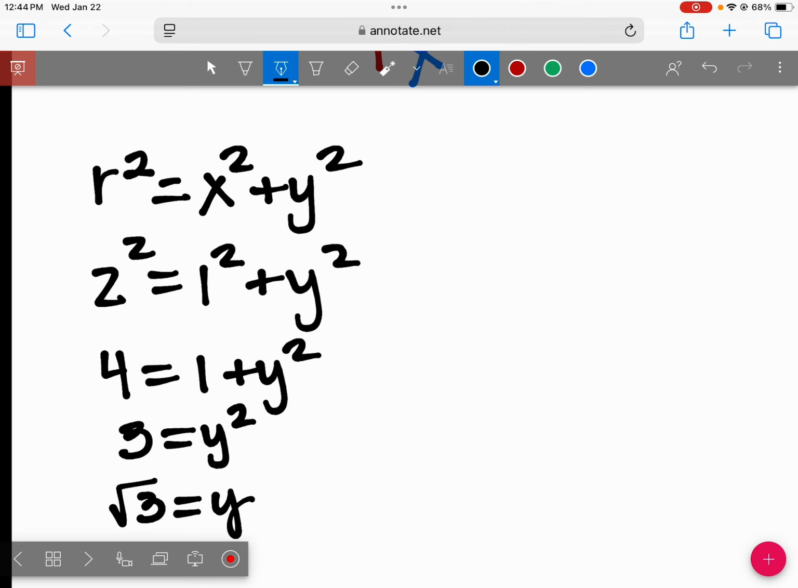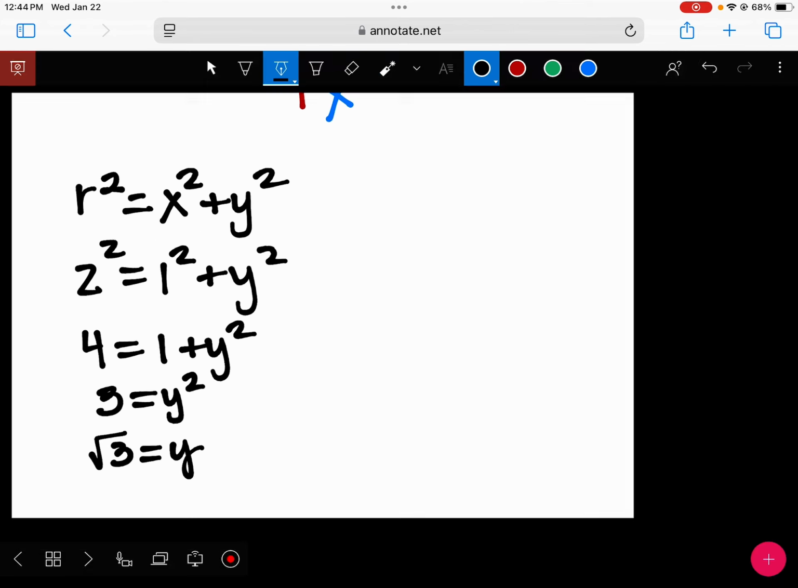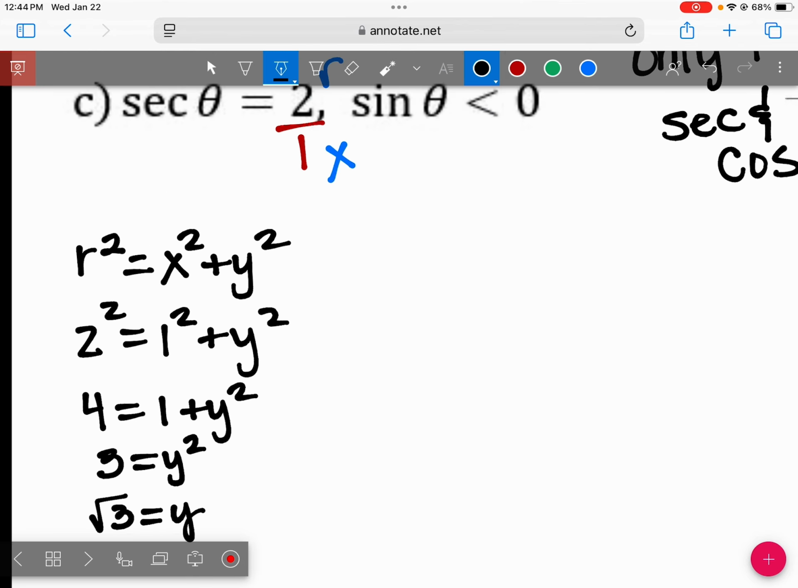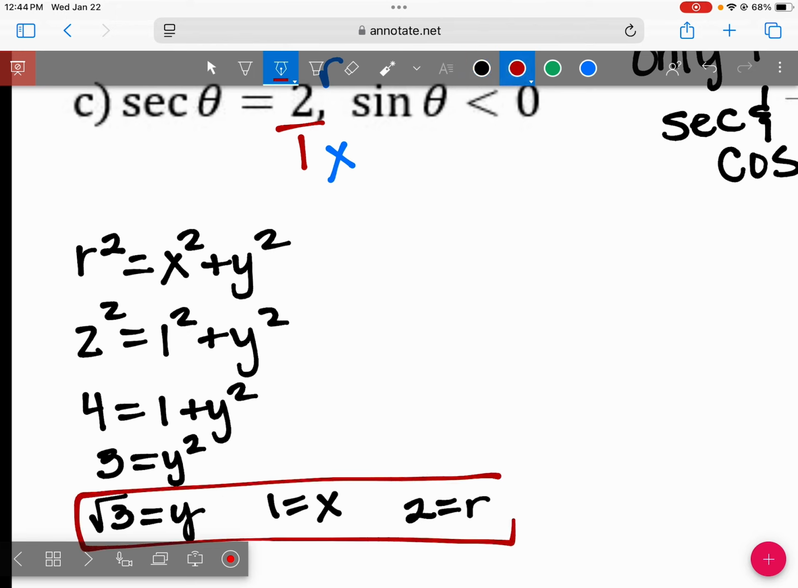So unfortunately, one of our sides is a radical, and we will have to rationalize some of them. So for this triangle, we're using root 3 for y, 1 for x, and 2 for r. These are the 3 sides that we're going to use to find our ratios. All right, so let's hit it. We'll start off with cosine. Cosine of theta is going to be 1 over 2 because we just flipped secant.